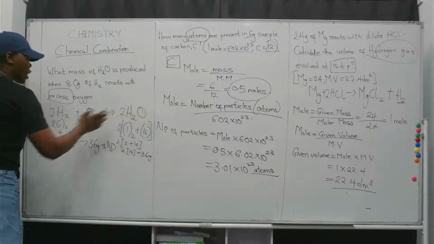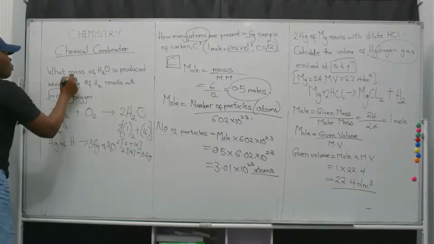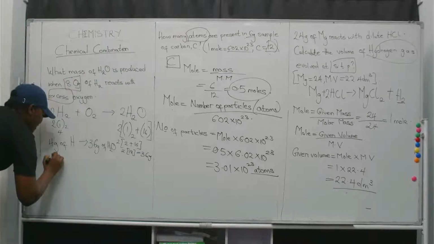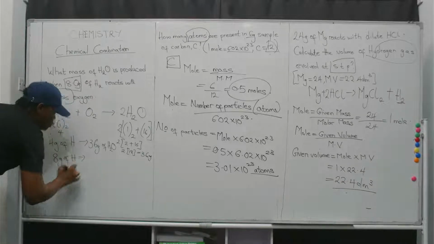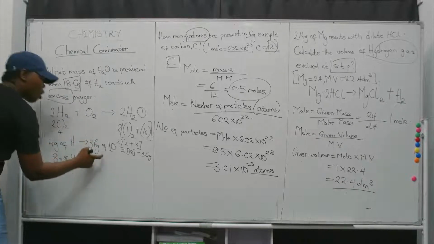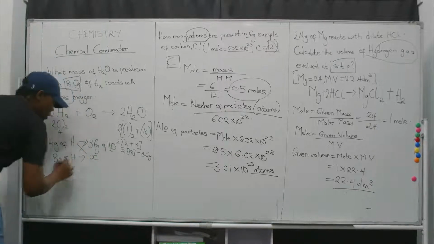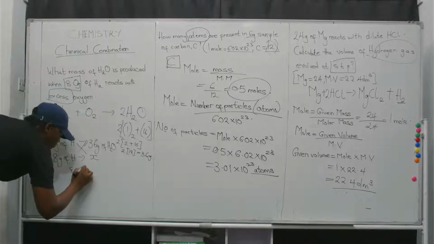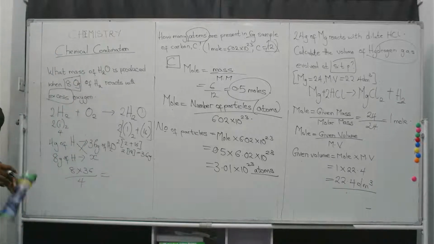From the equation of reaction, we can deduce this. Now, what would this produce? 8 grams of hydrogen will then produce how many grams of water? With this, we can do cross multiplication. So it will be 8 multiplied by 36 divided by 4.